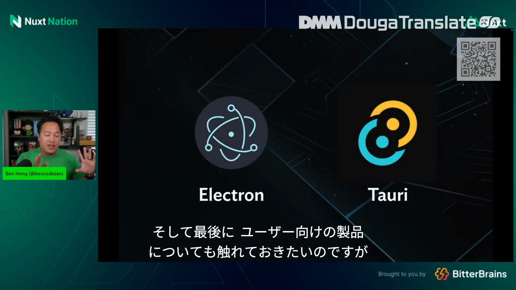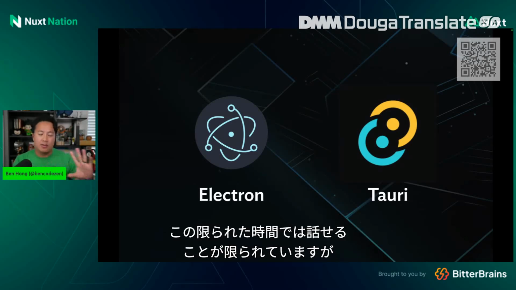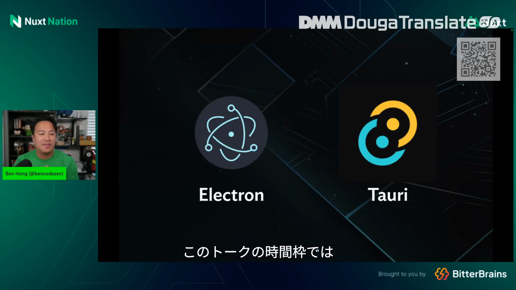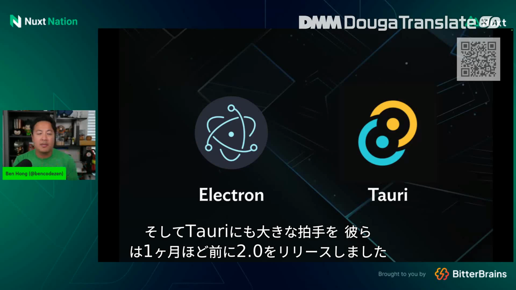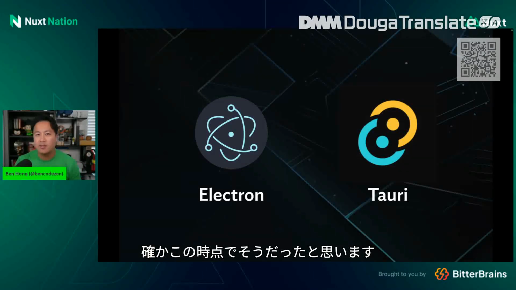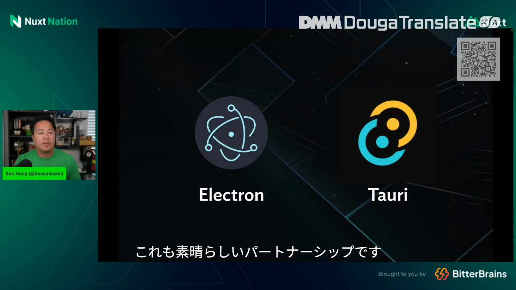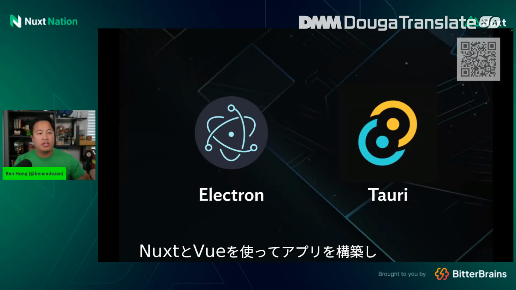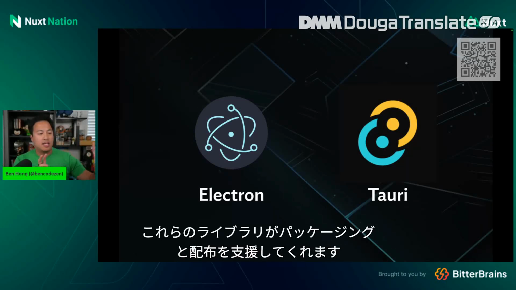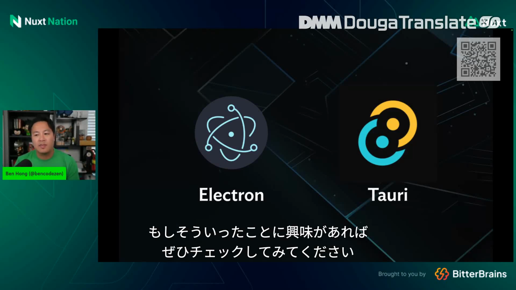And finally, as far as shipping stuff to users, I do want to give a shout out, because again, there's only so many things we can talk about in this talk slot. But Nuxt also works really well with Electron, and a big shout out to Tauri. They just had their 2.0 release, I believe, a month ago. I think it's been at this point. So that is a phenomenal partnership as well. If you want to check out, that's a Rust-based, basically a desktop mobile app packager. You can use Nuxt Vue to build your app, and then these libraries will basically help you package it and ship them out. And so definitely check them out if that's something you've been itching to do.